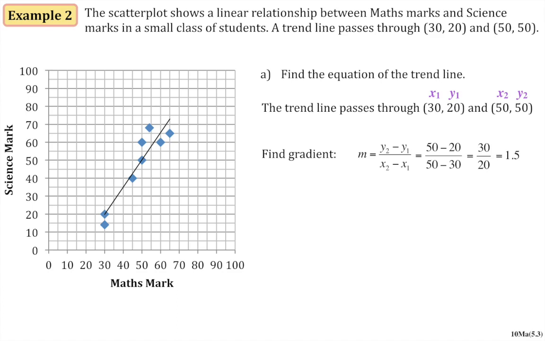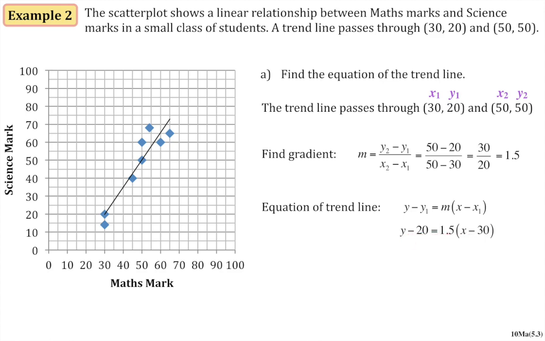Now I'm going to find the equation of the trend line, the equation of the line. This wasn't finding the equation of the line, this was just finding the gradient or the slope of the line. Now I'm going to find the equation of the line using the equation of a line formula, y take y1 equals m, x take x1. If I know m, I found it here, that's the gradient. I know y1, the y value of my first point. I know x1, the x value of my first point. I put those values into my formula and I end up with y minus 20 equals 1.5 bracket x take 30.